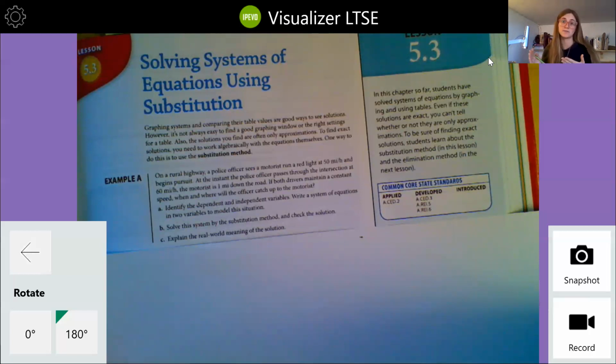when and where will the officer catch up to the motorist? So we're going to first identify the different variables, the dependent variable and the independent variable. Then we'll write a system of equations to model this situation. Then we're going to solve the system of equations by using the substitution method. And then we're going to explain what that solution actually means.